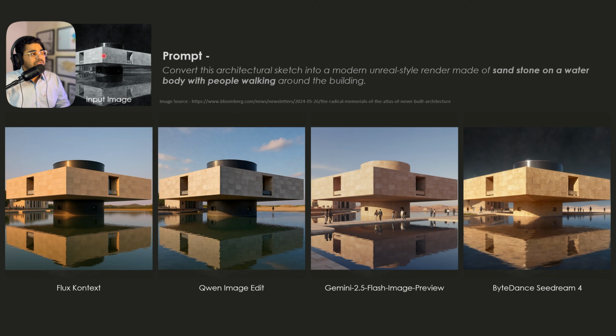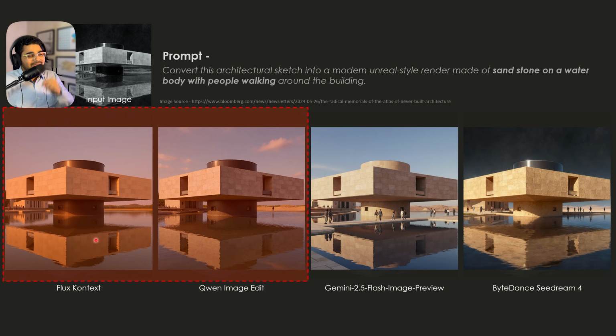In the next case, I'm using this image and saying again Unreal style render made of stone on a water body with people walking. I had liked the output from NanoBanana, but I don't know why it added a random walkway here. And with Seedream, if the sky is this dark, why is the reflection blue? So the win goes to FluxKontext and QwenImageEdit. Yay to the open weights.